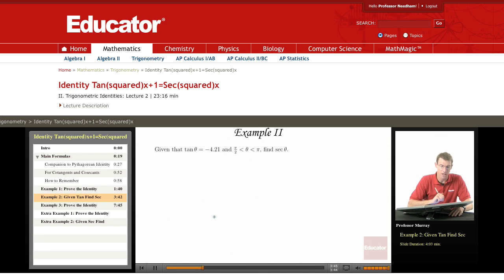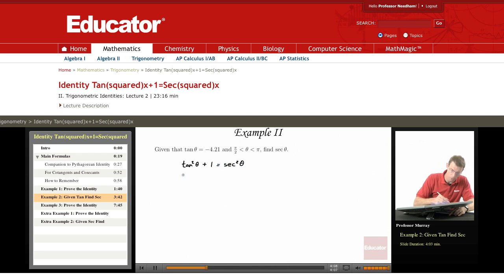Using the Pythagorean identity for tangents and cotangents, in this problem we're given that tangent theta is negative 4.21 and theta is between pi over 2 and pi, and we want to find secant theta. So, remembering the Pythagorean identity, tan squared theta plus 1 is equal to secant squared theta.